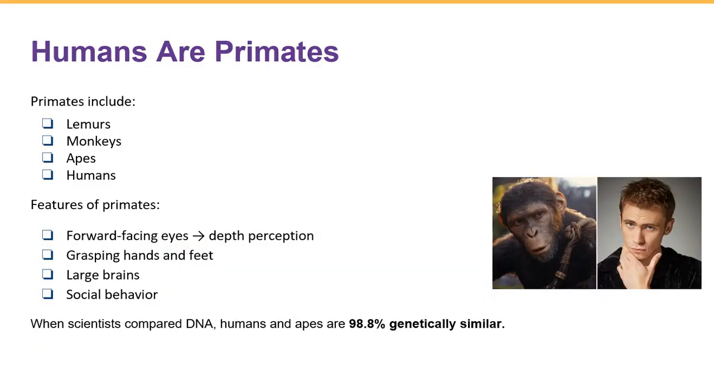Did you know that humans are actually primates? Yes, primates include lemurs, monkeys, apes, and humans. So, by studying primates, we can see the traits and adaptations that humans share with other species. For example, we have forward-facing eyes, grasping hands, large brains, and social behaviors just like other primates. And looking at our DNA, humans and apes are 98.8% similar, which shows our close evolutionary relationship.